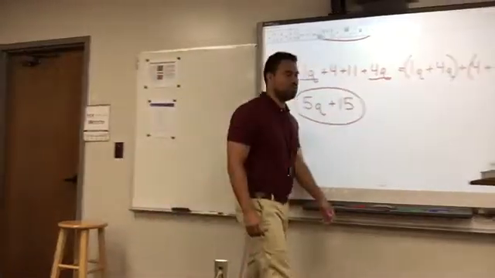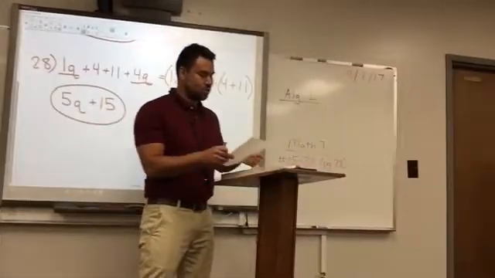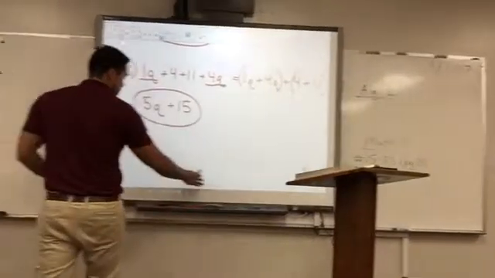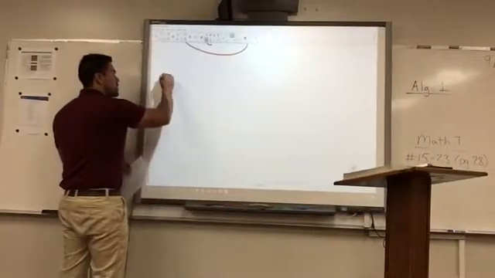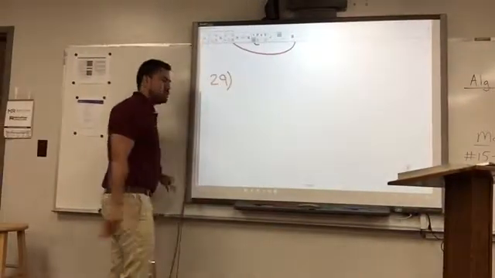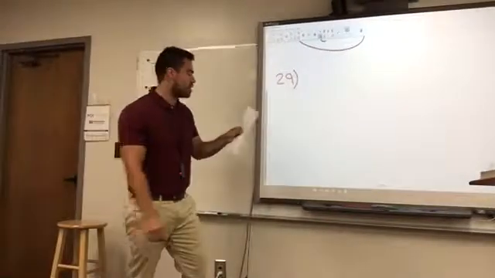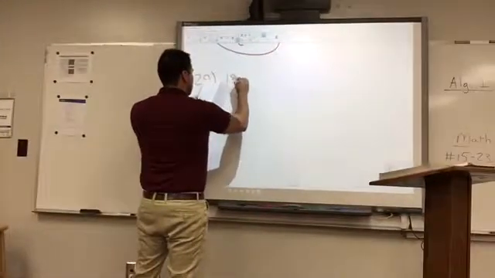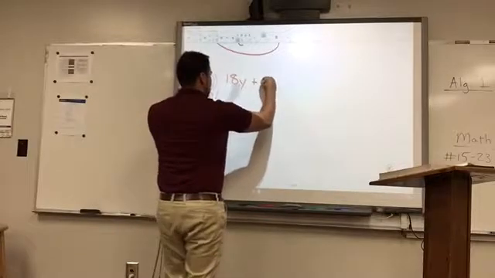Okay, let's move on to the next one, number 29. This is where they're giving you different types of problems. Or not different types of problems, but they're adding another step to it. So write down number 29, and don't be too intimidated by it. You're going to find out it's not too bad.